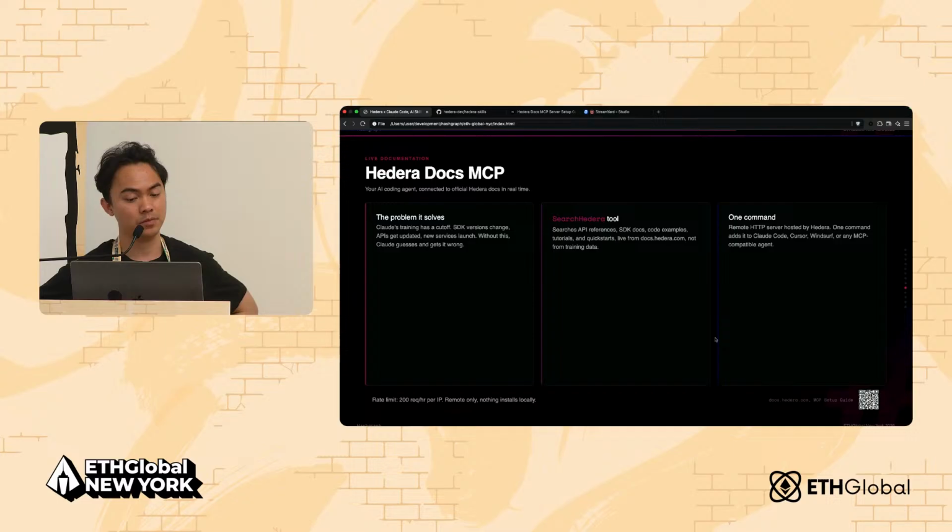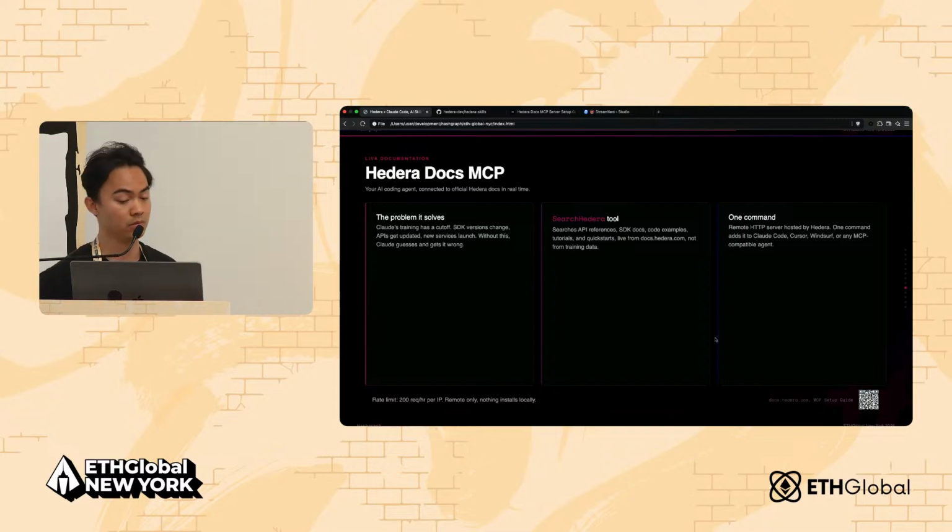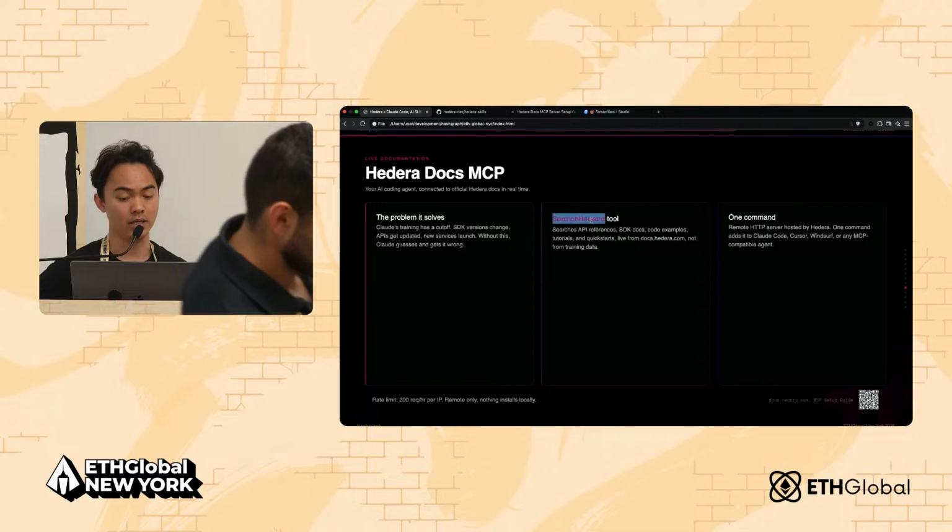So the Hedera Docs MCP server. The problem it's trying to solve is that Claude or Codex or any agent has a knowledge cutoff, right? They don't really have live information all the time. So there could be an SDK version update, or APIs got updated, or new services launched, and Claude wouldn't be able to quickly know them.